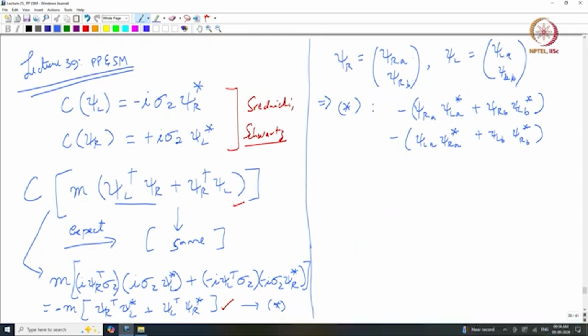Now, I am going to claim that this is psi L A star psi R A plus psi L B star psi R B, plus psi R A star psi L A plus psi R B star psi L B. What have I done here? I have just switched these two terms, right, everywhere. However, notice that I have also dropped the minus sign.